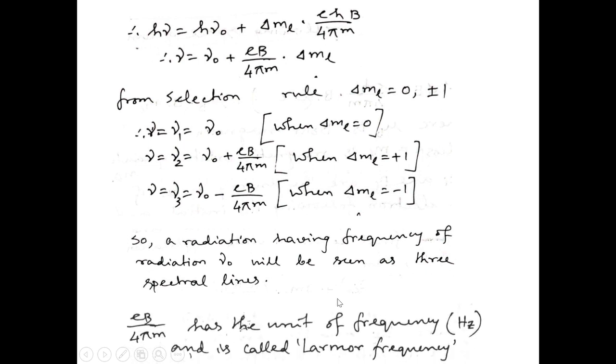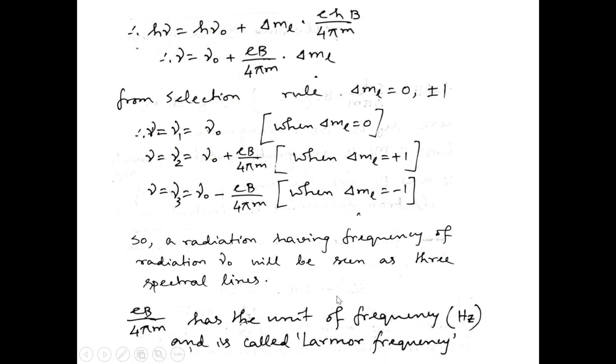And note, as it is the frequency equation, eB by 4 pi m has the unit of Hertz, and the name of this term is Larmor's frequency or Larmor's precessional frequency. Later on we shall discuss in detail what is the meaning of the Larmor's frequency.